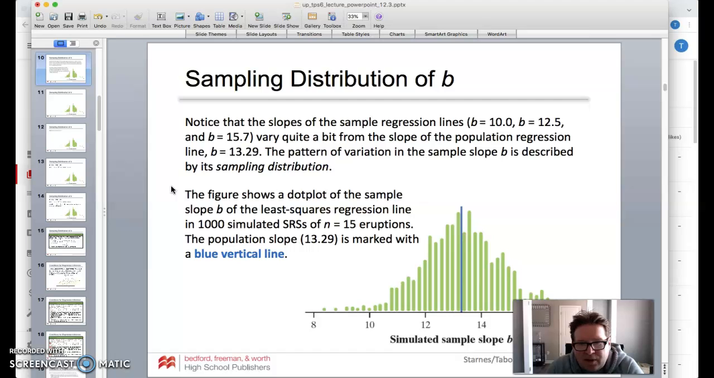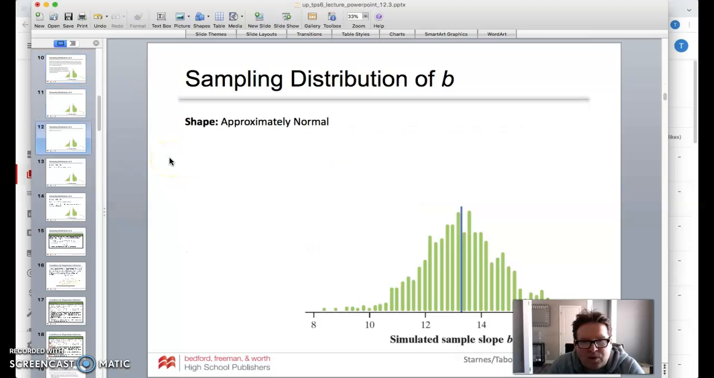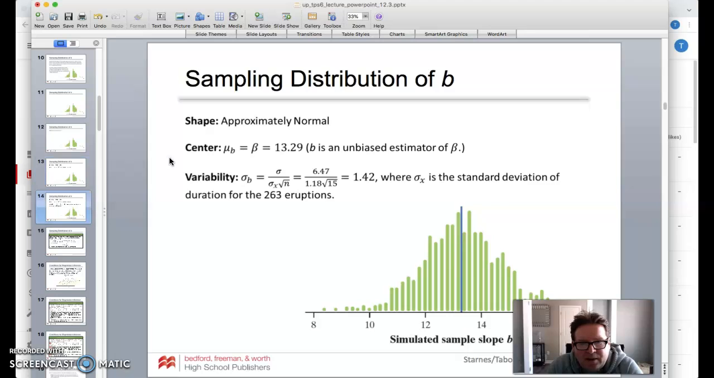The figure down below shows a dot plot for the sample slope of the least squares regression line in 1,000 simulated simple random samples of 15 eruptions. The blue vertical line is the population slope. As you could probably guess, the shape is approximately normal. The center is that population slope, which is an unbiased estimator. And we have the variability here, with a standard deviation of about 1.42.